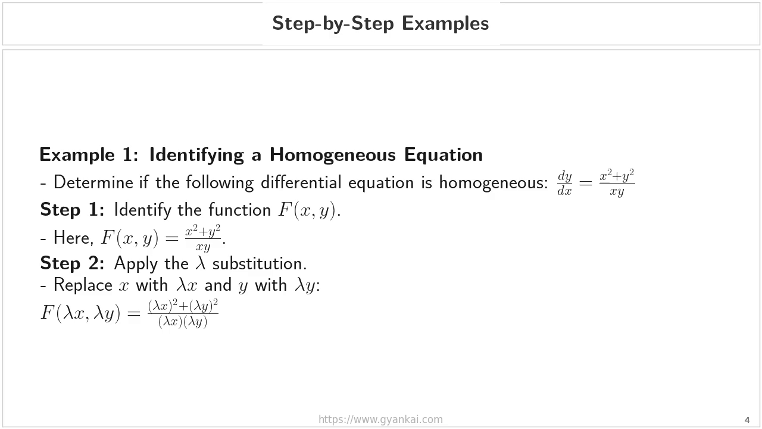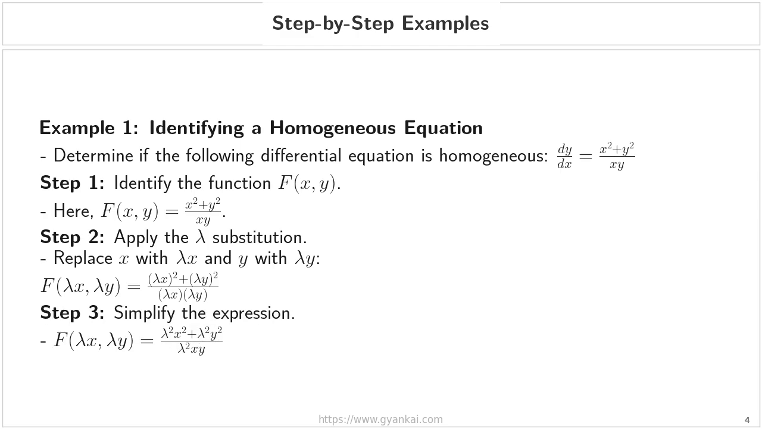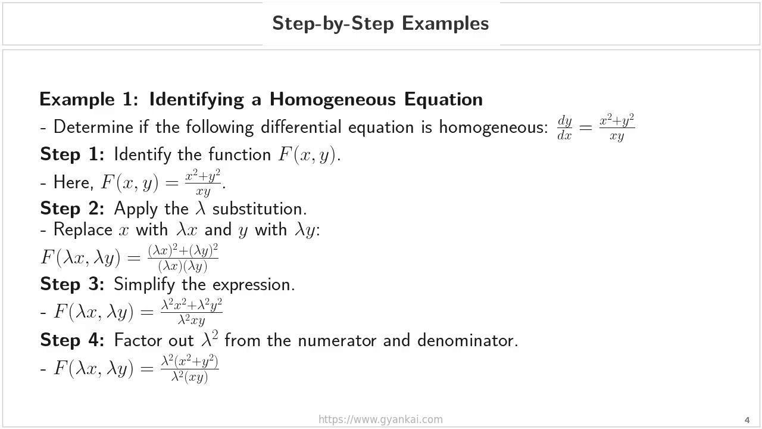When we plug these into our function, we get f of lambda x and lambda y, which equals the quantity lambda x all squared plus lambda y all squared all over lambda x times lambda y. Step 3. Now we need to simplify this expression. When we expand those squares in the numerator, we get lambda squared x squared plus lambda squared y squared, all over lambda squared xy.